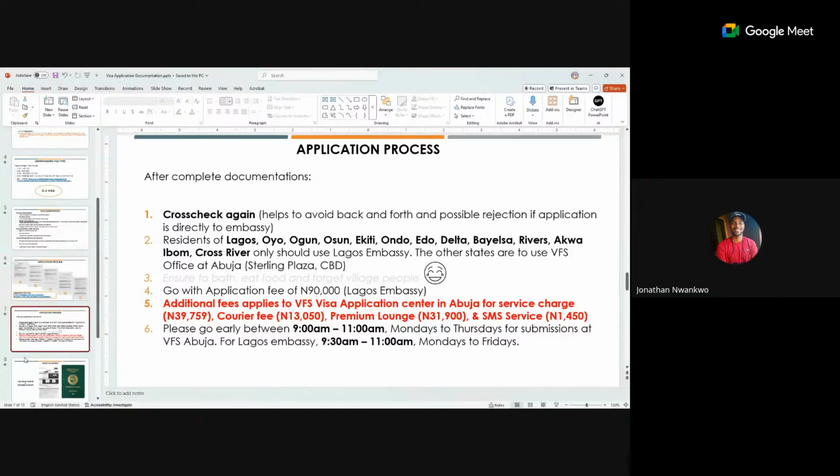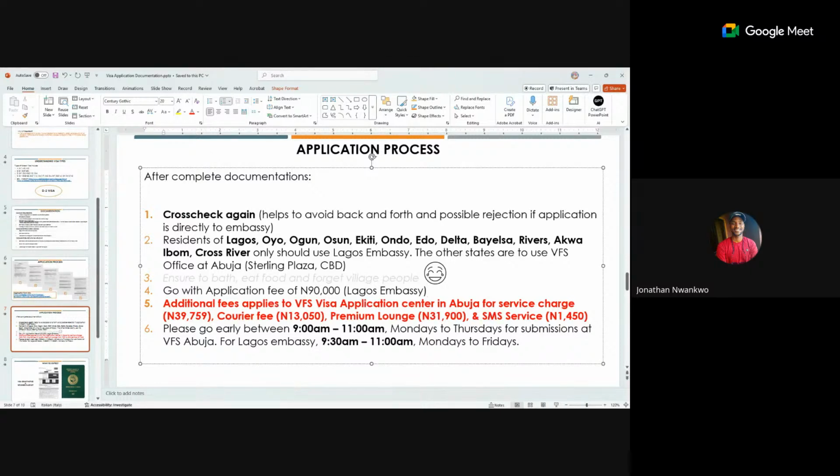Then the fourth one is you go with your application fee of 90,000, which is for the Lagos Embassy alone. I think for the Lagos Embassy, you just need the application fee. I'm not saying you shouldn't have some other cash with you, but it is just the application fee that the embassy collects from you. But if you are applying through Abuja, there are additional fees at the VFS Visa Application Center.